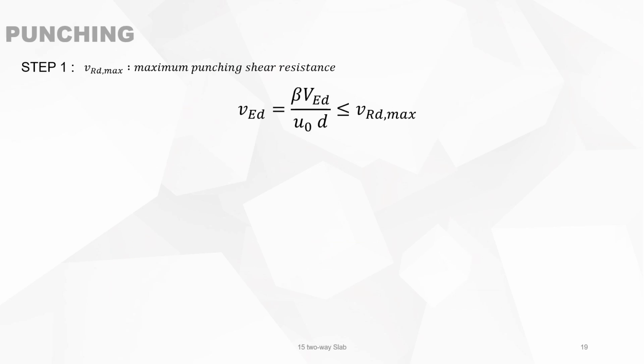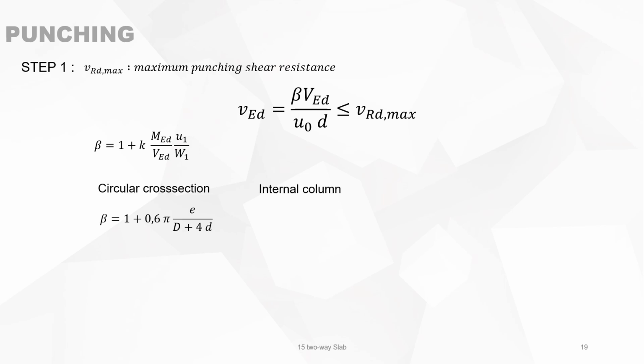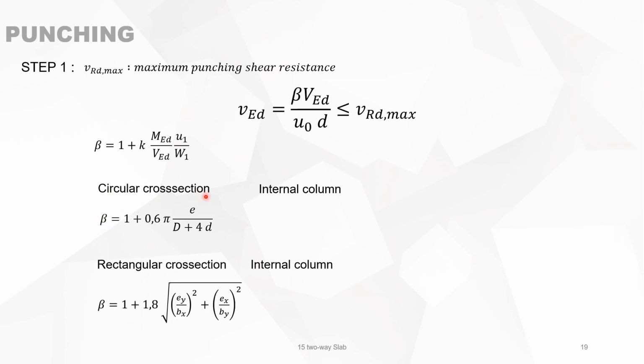So we have this step 1, the maximum punching shear resistance. We have seen what is VRd,max. When you have an internal column, this factor beta, for a circular cross-section, because this was done for a rectangular cross-section, the formula can be rewritten as beta is equal to this formula. And for a rectangular cross-section, where you have 2 eccentricities, when there are bending moments in 2 different directions on top of the column, it's an eccentric load, then beta can be calculated with this formula.